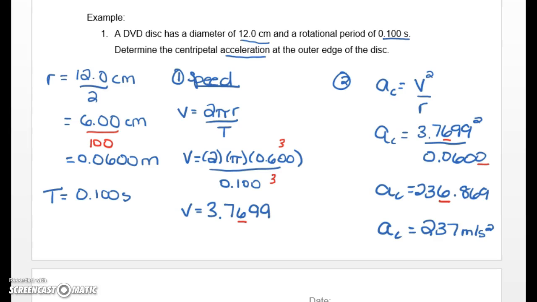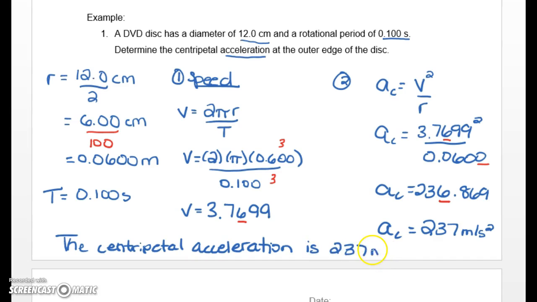Then just to finish off the question, we are going to write a sentence. So we could say the centripetal acceleration is 237 meters per second squared.